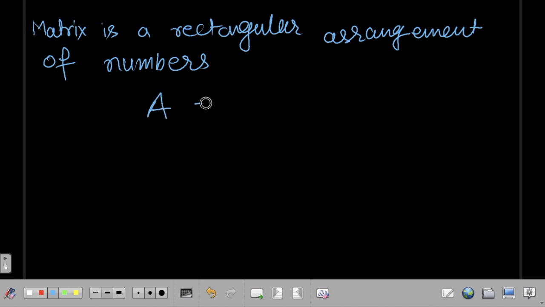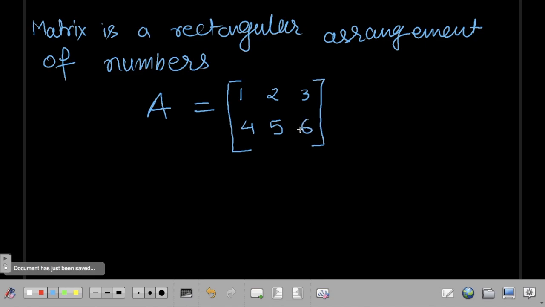So A is a matrix and it is denoted like this under a square bracket, and then there is going to be a rectangular arrangement of numbers. Let's say here we have 1, 2, 3, 4, 5 and 6. So this is what our matrix is. It is basically a rectangular arrangement of numbers.